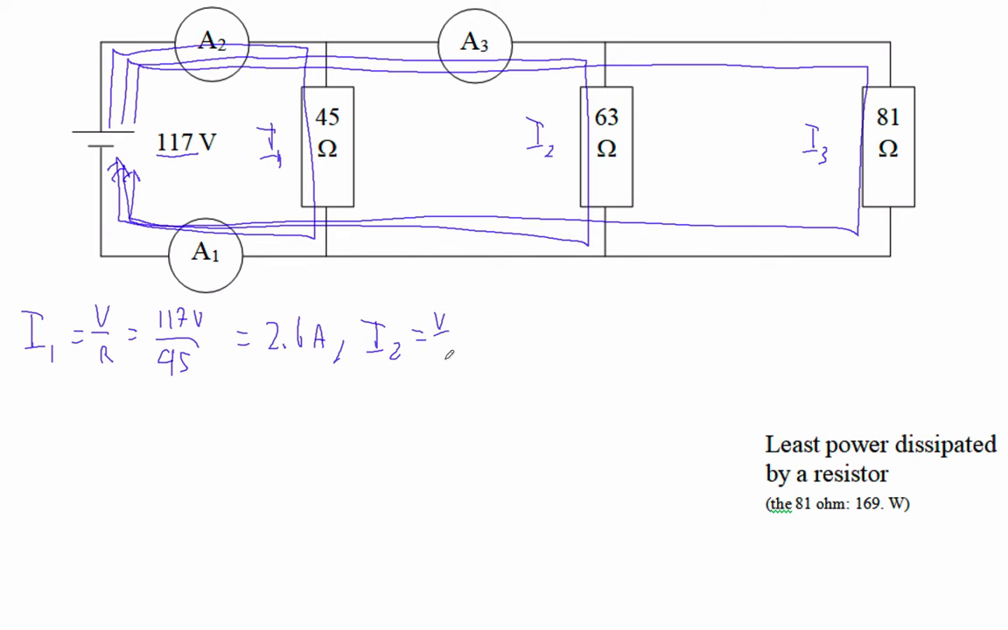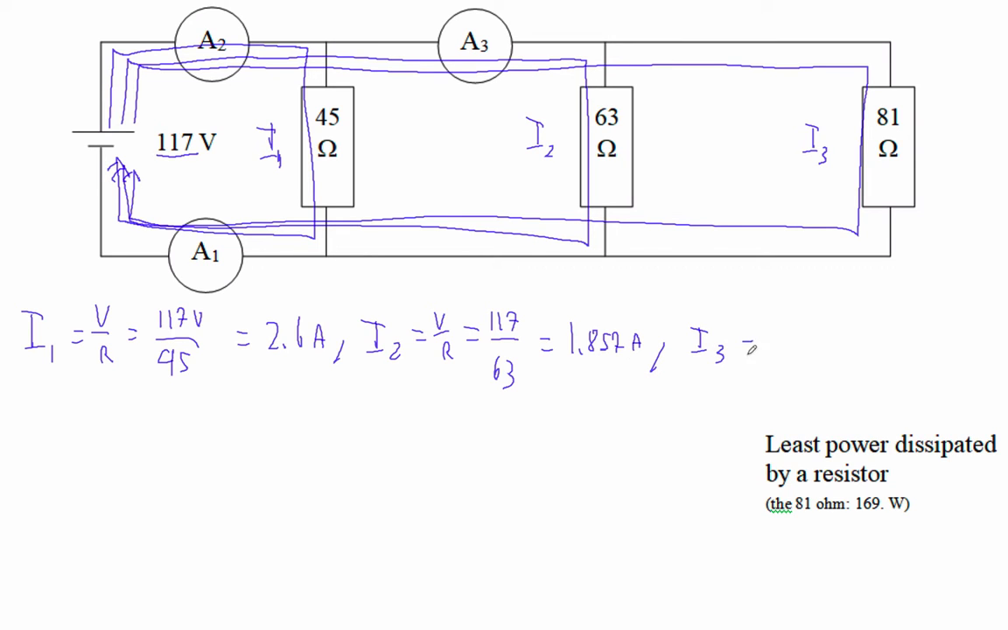Okay, 2.6 amps. Okay. And then I2 is V over R, so that's 117 divided by, and the only resistance in the path of I2 is 63. That's 1.857 amps.